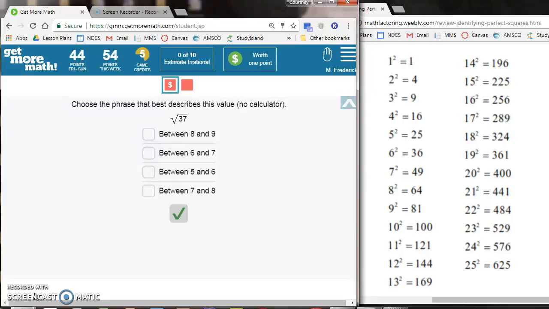So choose the phrase that best describes this value, no calculator. Anytime that we look for the square root of a number, so here we're looking at the square root of 37, we're going to look in the right column and see where 37 would fall. It's not going to be in our column, but we're going to look and see that 37 falls somewhere between 36 and 49. Therefore, the square root of 37 is going to fall between 6 and 7.